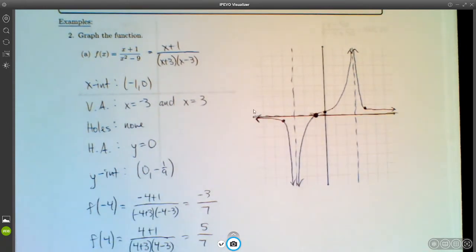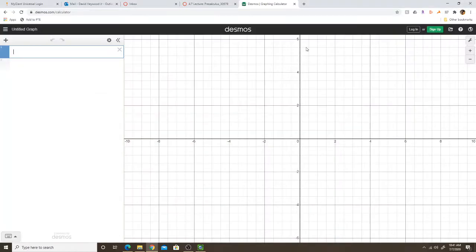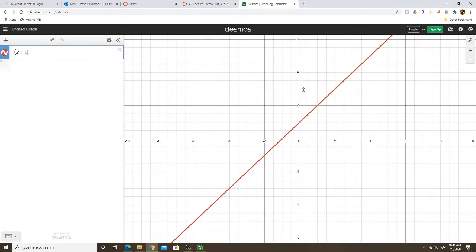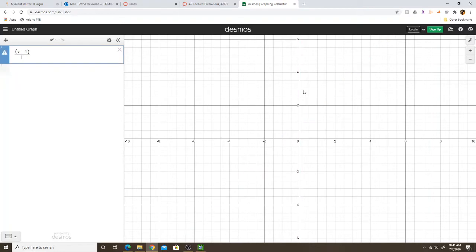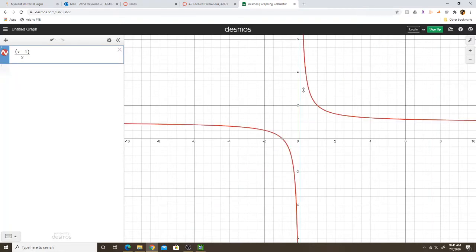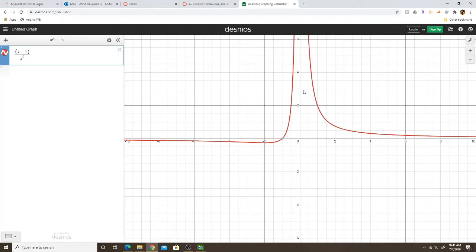Now I'm curious to know how this stacks up with what you would get in Desmos. So let's open up Desmos. So we had x plus 1 over x squared minus 9.